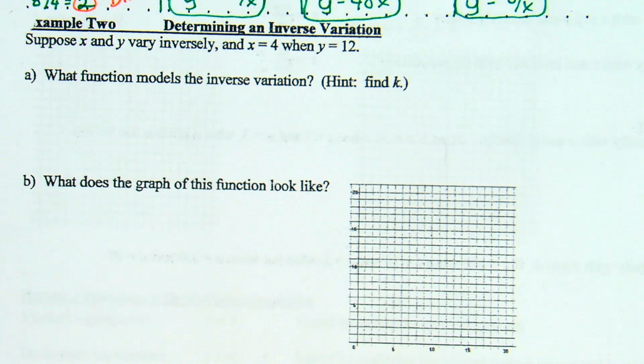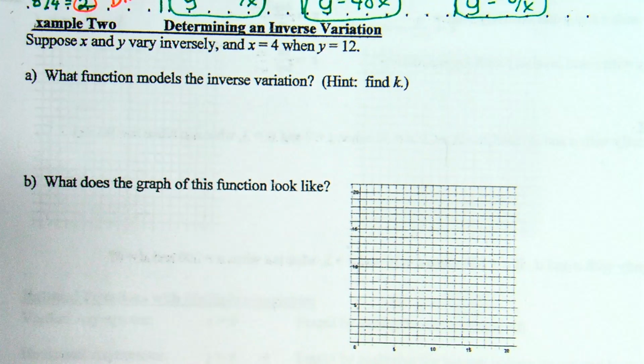Okay, so suppose x and y vary inversely, and x equals 4 and y equals 12. So kind of a reverse situation. They are flat out saying x and y vary how? Inversely. They're telling us the relationship. Okay, so we're going to have to look at how to write an equation there and how to graph it.